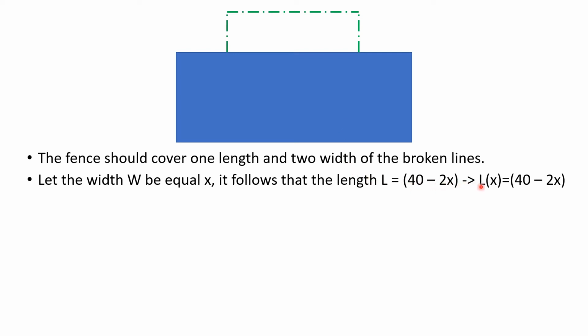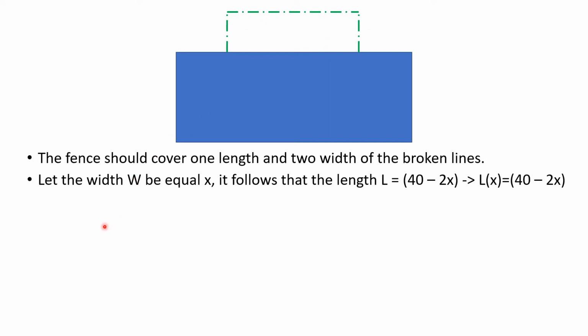This implies we can also represent it as L of X, L as a function of X, equal to 40 minus 2X. That's our first equation. We need another equation because we have two variables. And the second equation, we can get it from the area. The area is identified by the broken lines. The area will be the width times the length.